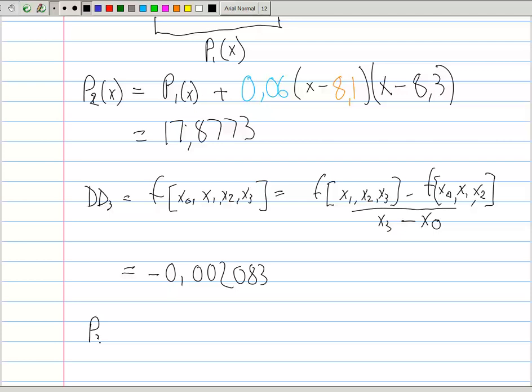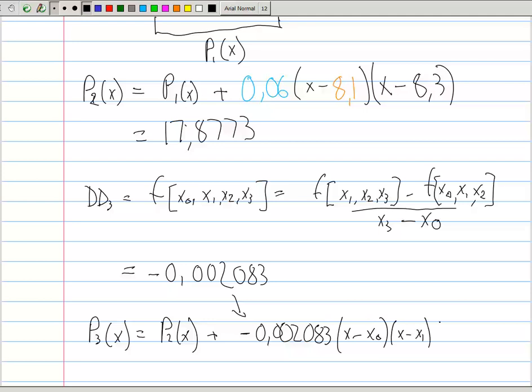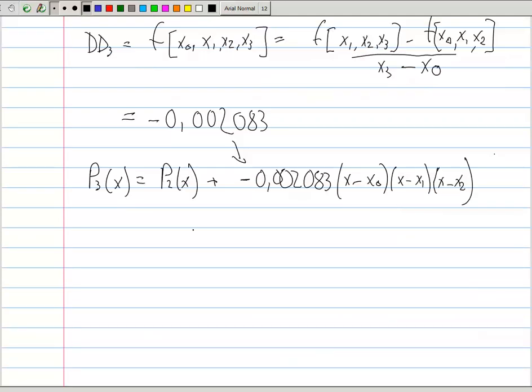And then constructing our complete formula, this term lands up fitting in on the end. So following the same pattern we saw before, P3 of x is going to be equal to P2 of x plus our new term, minus 0.002083 multiplied by x minus x0, x minus x1, x minus x2. Exactly that process. And once again, you can plug in your values and get your estimated term for 8.4. And I'm going to round this video up here, and I'll start the next video shortly.